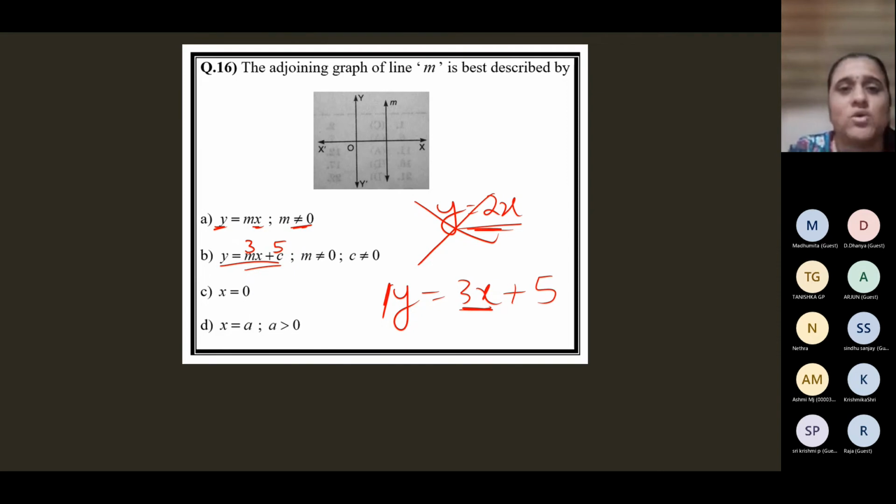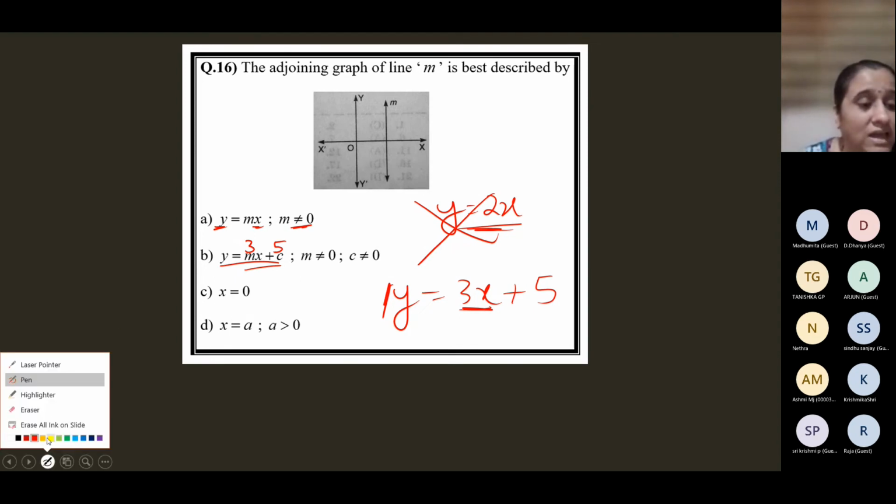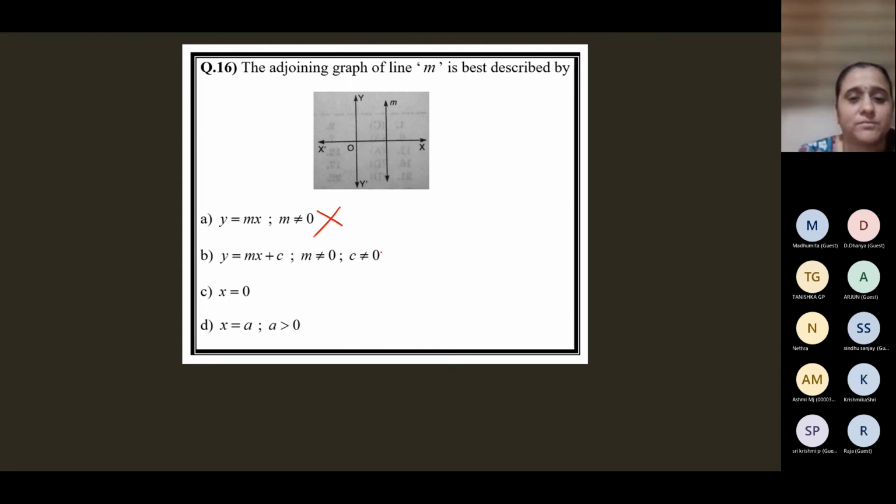If there is x, it should be 0y. If there's y, it should be 0x. But here it's 1y and 3x. They don't represent lines parallel to the x or y axis. Now, if I say x minus 4 is equal to 0, this can represent the equation of a line parallel to the x or y axis, because here there is x, but there is no y. There is one x and 0 y. The coefficient of y is 0.